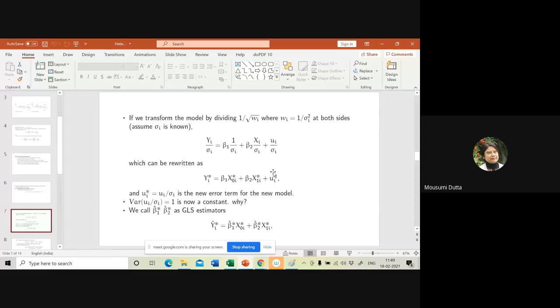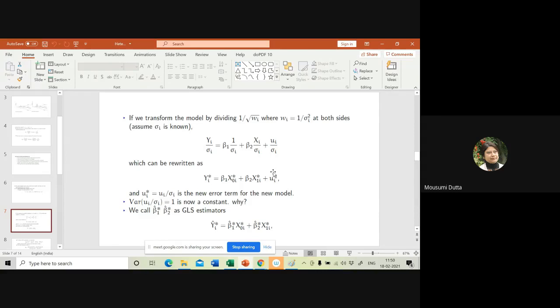So what we are doing, we are transforming the model, dividing it by 1 by root over wi, where this wi is equal to 1 upon sigma i square. In the last class, while I introduced GLS, I talked about omega inverse, because I presented the entire thing in terms of matrix algebra. So actually we considered the variance covariance matrix and considered the inverse of that.